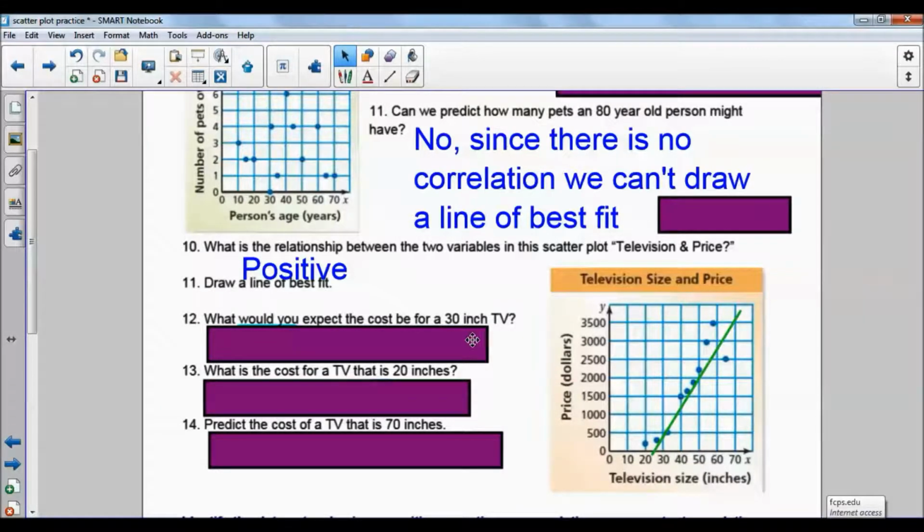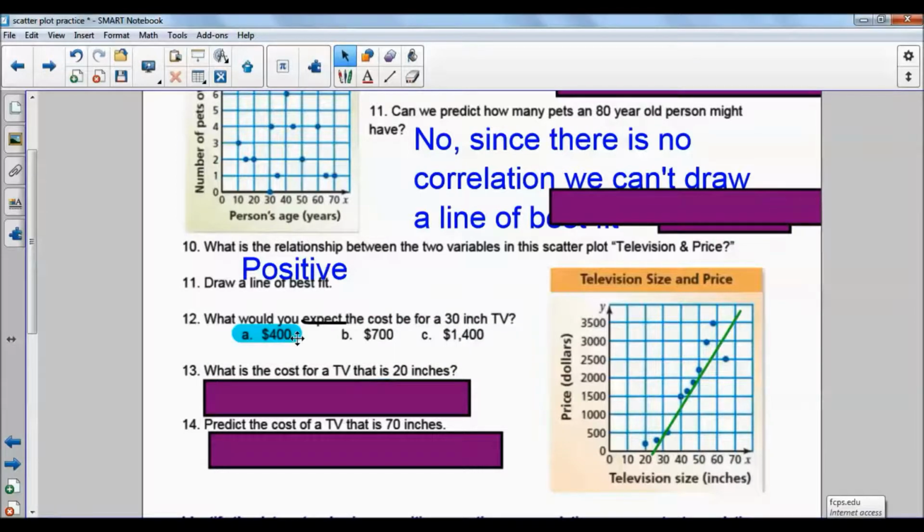What would you expect the cost to be for a 30-inch TV? Again, the expect word is really key. We're just trying to predict or guess based on our line of best fit, not actually from our data points. So if we look for a 30-inch TV, I come up, it's going to be a little bit less than 500. So if I look at my answer choices, I'm going to pick 400. 700 would be too high, it would be up here, right? And then 1,400 is definitely too high.